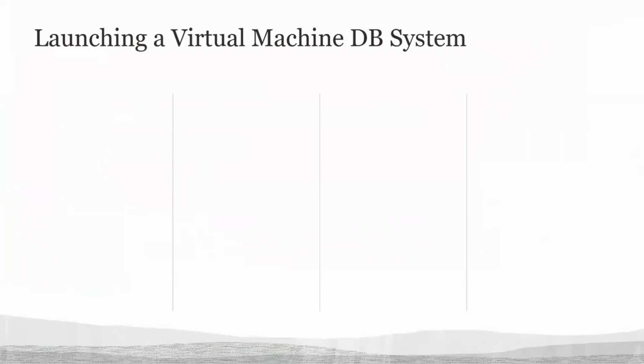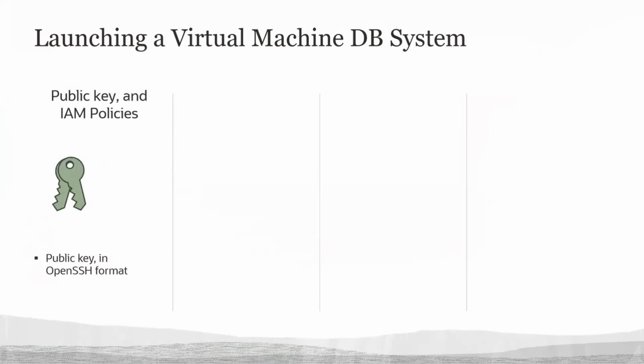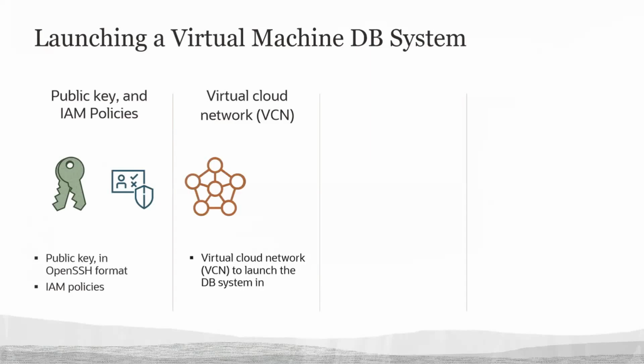virtual machine database system. We want to make sure we are aware that we will need a public key to be associated with the database system. We also want to make sure we've been granted appropriate identity access management policies to make sure we have access to all the cloud resources. We will need a virtual cloud network, and that is how we will connect to the database, because that's where the database will be launched.